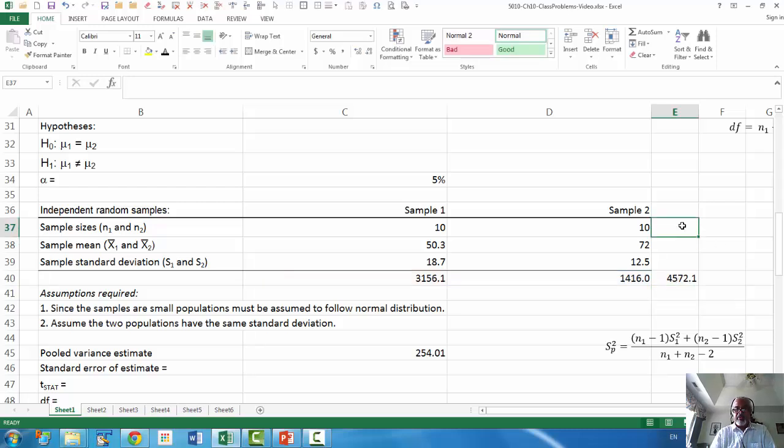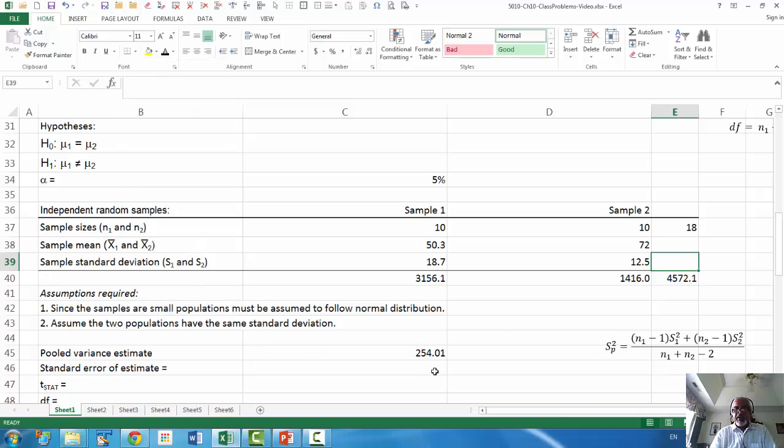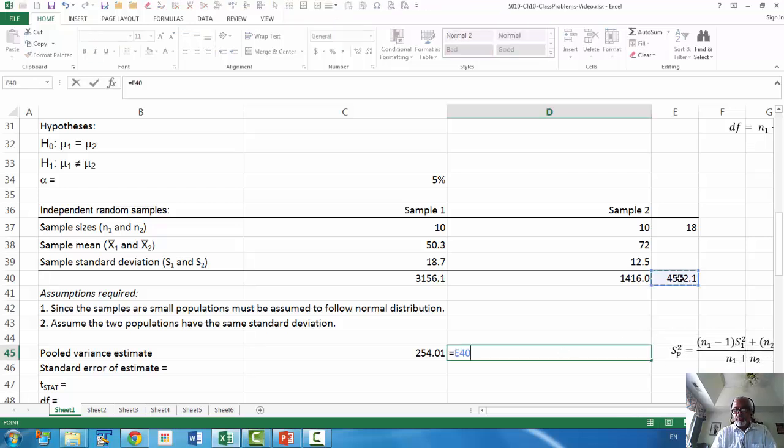Okay, and then we can add n sub 1 plus n sub 2 minus 2. Okay, and now you say the pooled variance estimate is simply that's the numerator divided by the denominator. So we'll give you, of course, the same answer, but you're breaking it down into smaller pieces, thus minimizing chances of error.